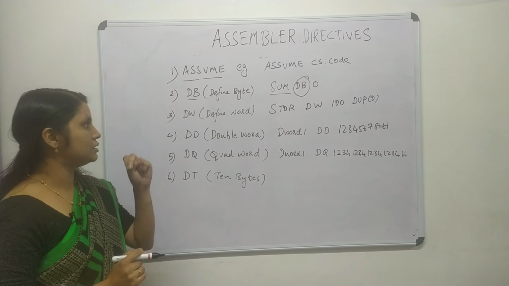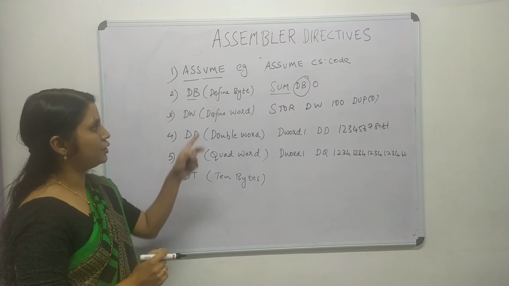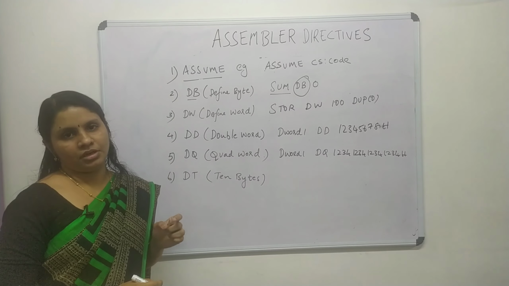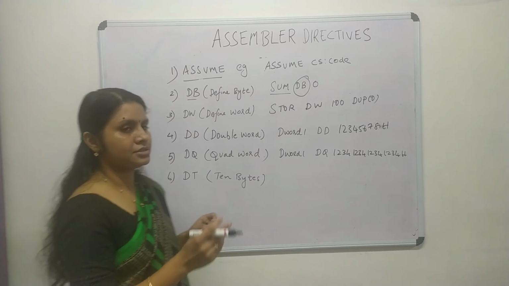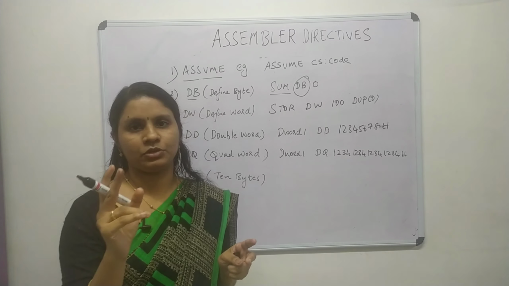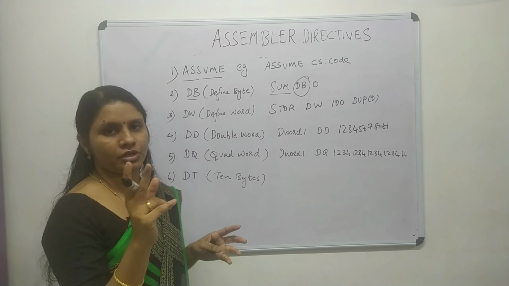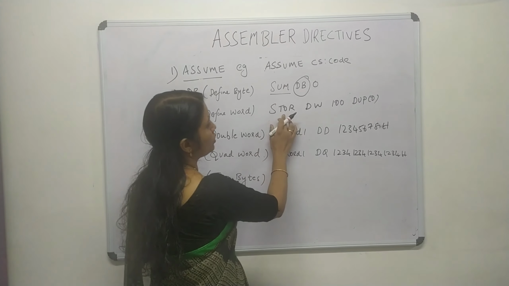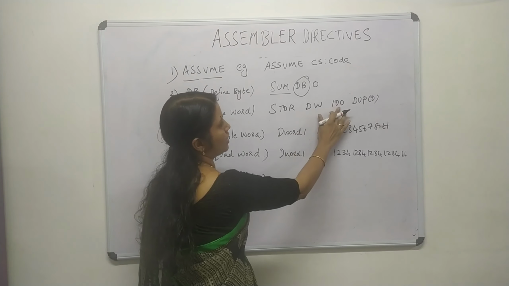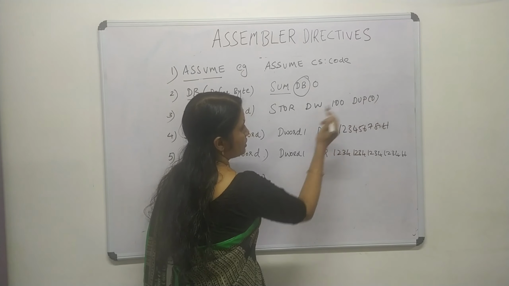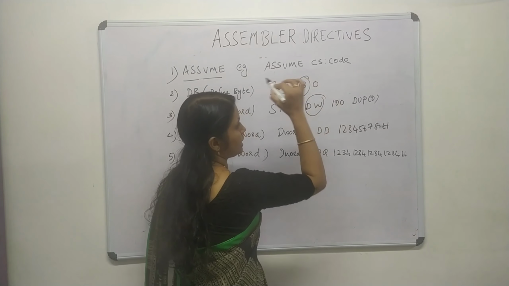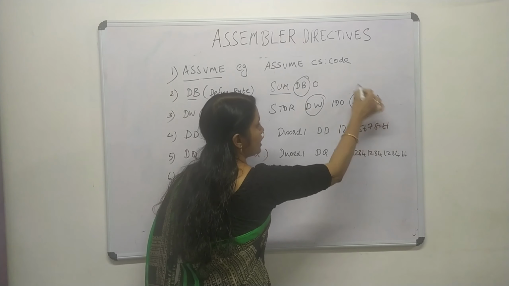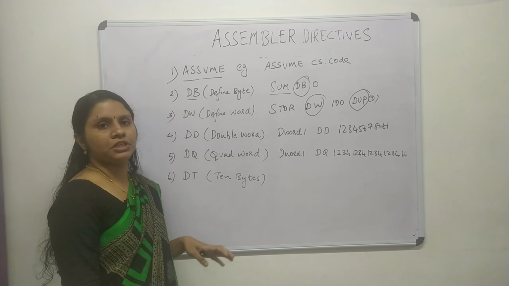Next, third is DW. DW stands for define word. Define word means it will allocate 2 bytes, that is, it will define 2 bytes of storage. Here you see the example: STORE DW 100 DUP(0). Here DW is an assembler directive and DUP is also an assembler directive.